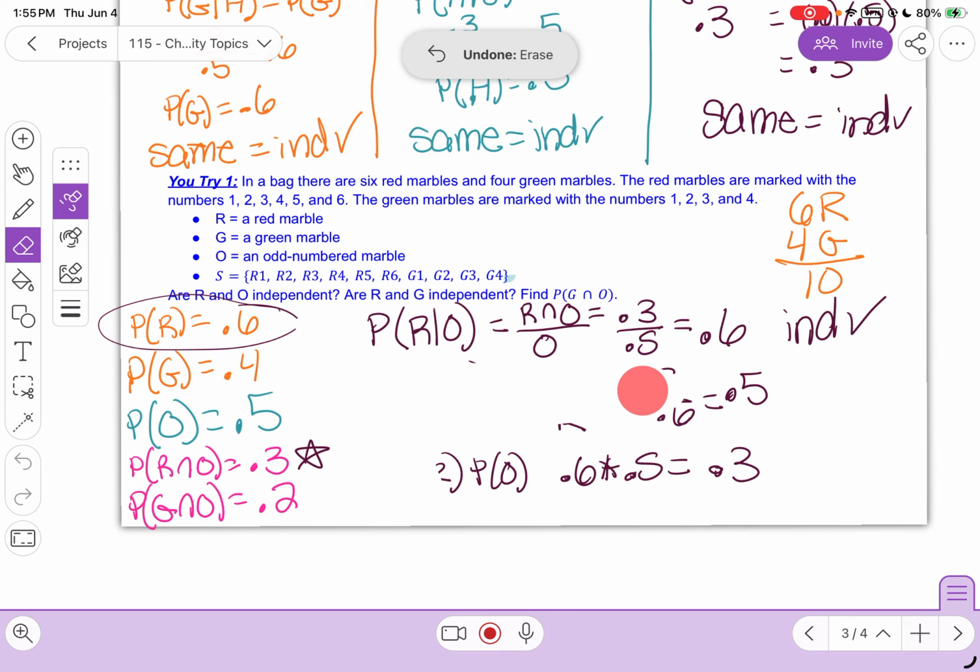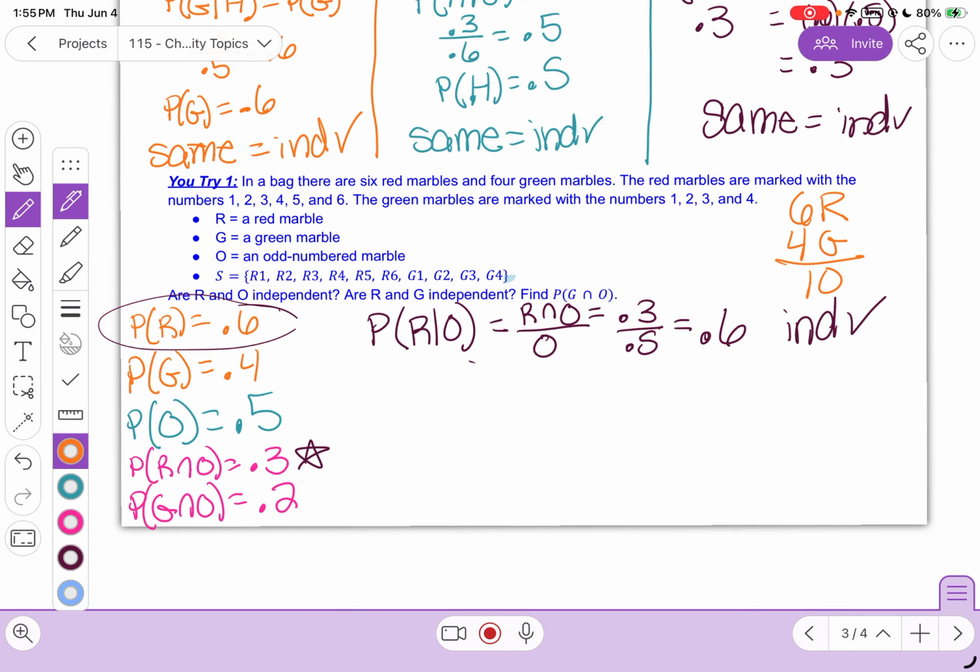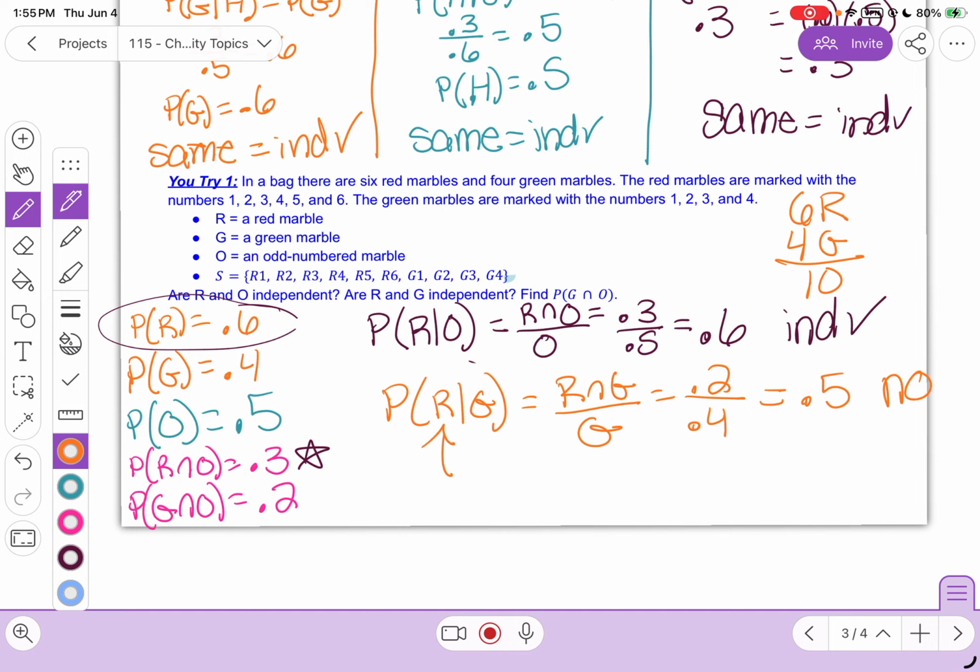Okay, the second question, are R and G independent? So on top, we put R and G, which is 0.2. On the bottom, we put G, which is 0.4. That gives us 0.2 divided by 0.4 gives us 0.5. The probability of R is 0.6. So these ones are not independent. They're dependent.